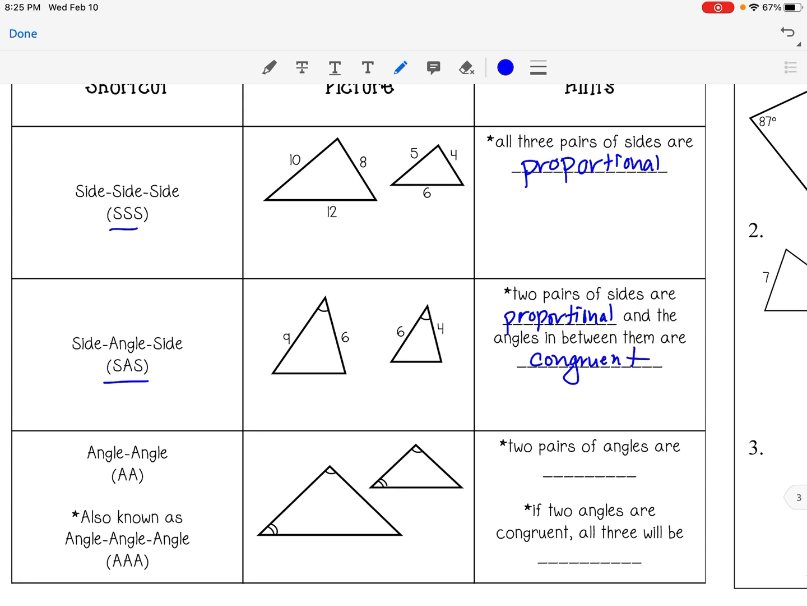And when we're just looking at angles, we can have 2 pairs of angles that are congruent. But we know if we have 2 angles, we can also automatically find out the 3rd angle. So pretty much AA or AAA, those are representing the same situation. So we can also say it if all 3 are congruent. It would be the same statement.